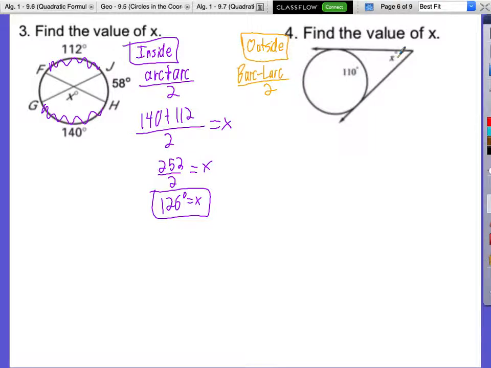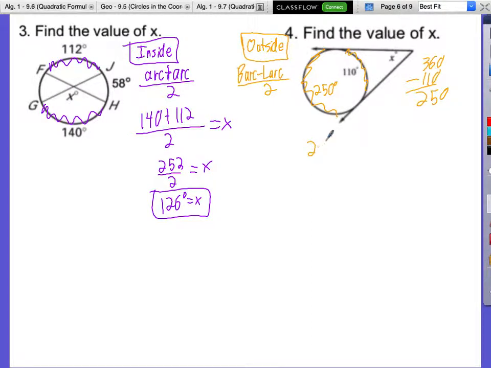So what's our bark here? How'd you get 250, Randall? The whole thing is 360, we know this little part is 110. We take 360 minus 110, and we get 250 degrees over here. Okay. Questions on how we got 250 to be our bark, our big arc?